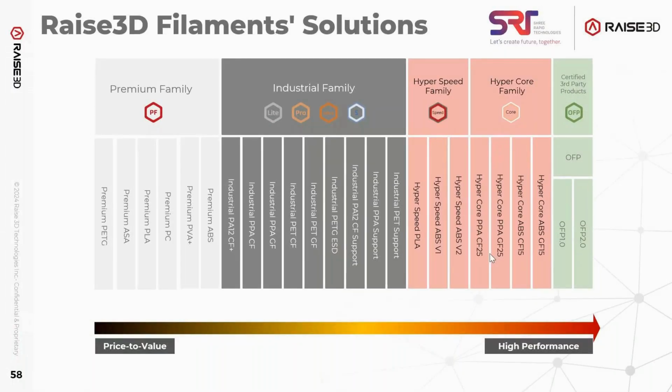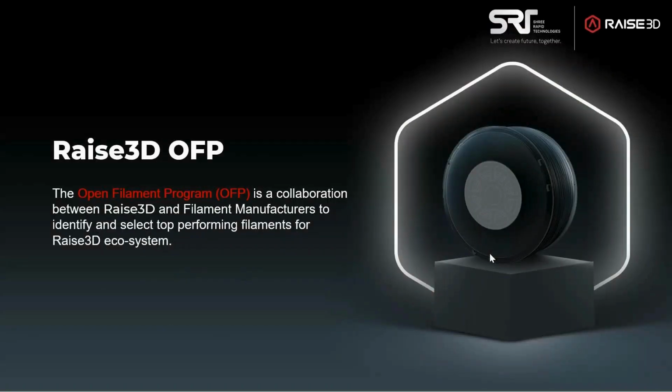If I haven't mentioned this earlier, Raise3D printers are open source printers. So you can print proprietary materials of Raise3D, that is premium industrial hyperspeed and hypercore filaments, and also certified third party filaments, filaments that are certified by Raise3D to be used on Raise3D printers by the Open Filament Program. What OFP means is that it's a collaboration between Raise3D and filament manufacturers to identify and select top performing filaments for the Raise3D ecosystem.